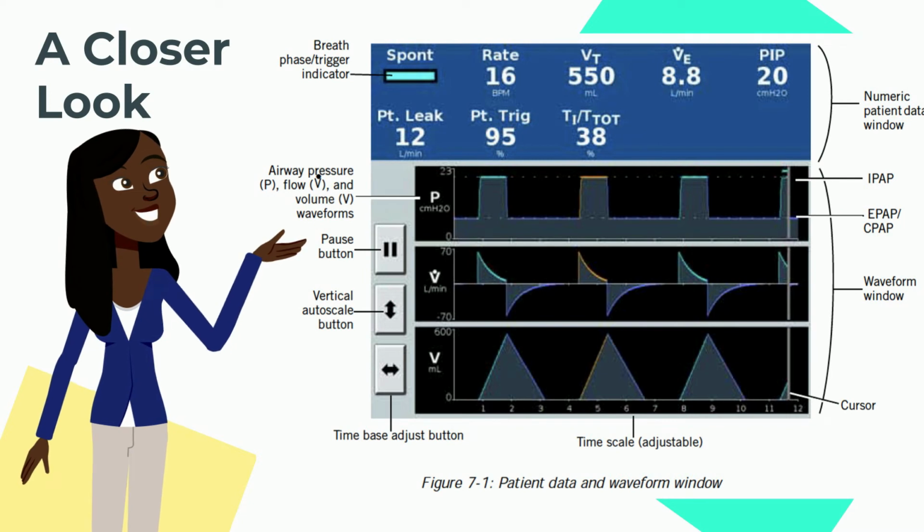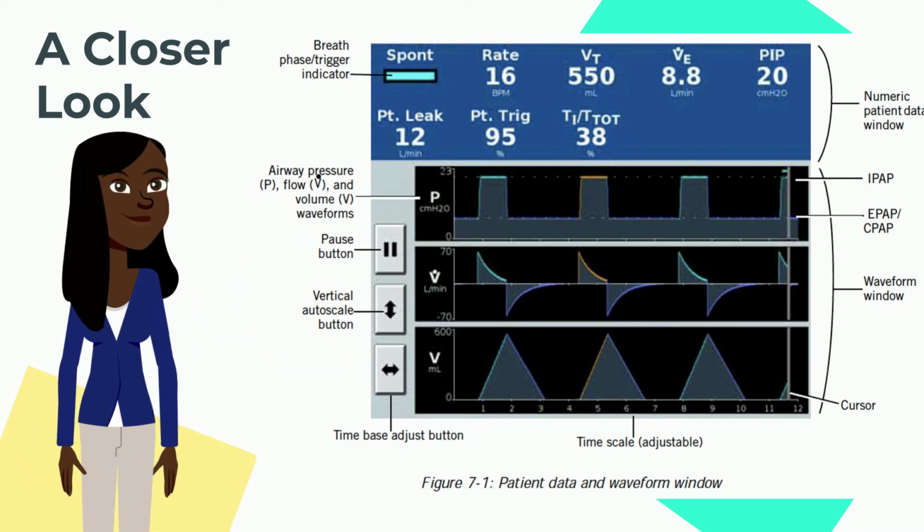A closer look at the blue section at the top shows that our patient is spontaneously triggering breaths at a rate of 16 breaths per minute with a tidal volume of 550 milliliters. Their minute ventilation is 8.8 liters per minute and their peak inspiratory pressure is 20.